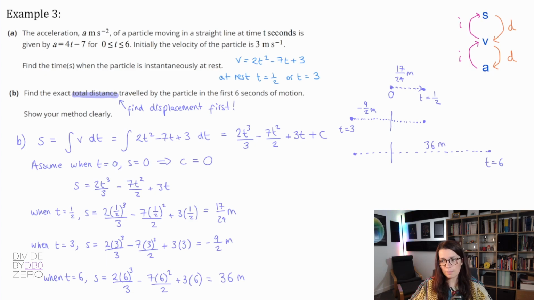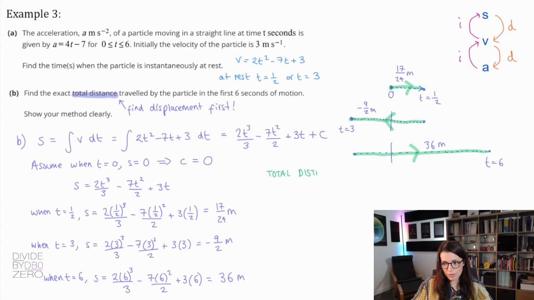So if we just follow the particle through its motion, it starts here, it goes to the right, 17 over 24. It then goes back on itself to minus 9 over 2. It then goes back on itself again and much further away, this time to 36 away from O.